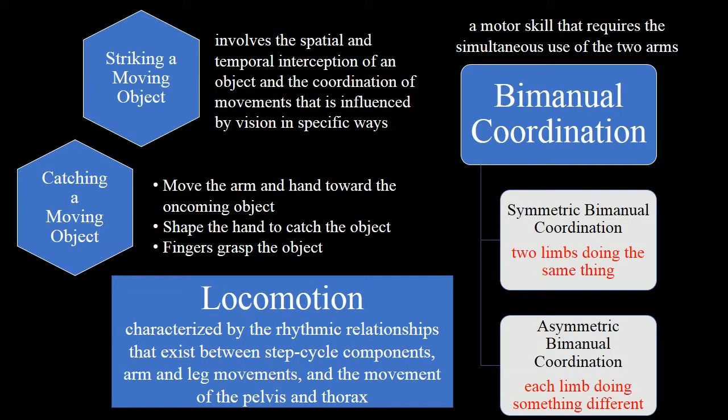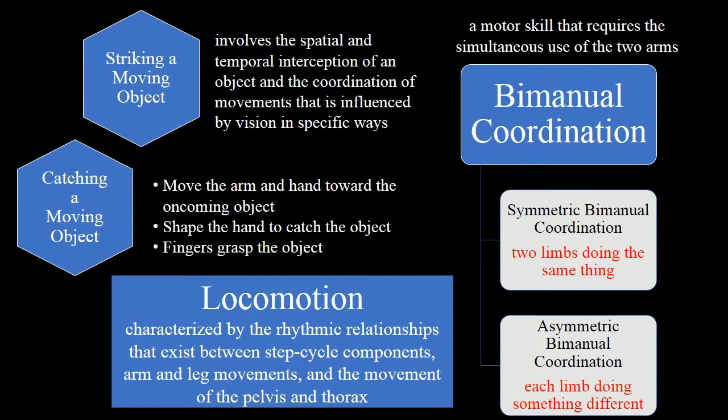Similar to the action of catching a moving object, striking a moving object involves the spatial and temporal interception of an object. The motor control of this action involves the coordination of movements that is influenced by vision in particular ways. It is related to the influence of vision on the initiation of the striking movements and the compensatory adjustments to the initiated movements.